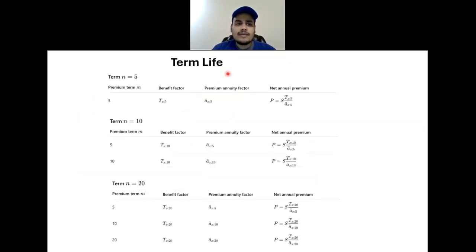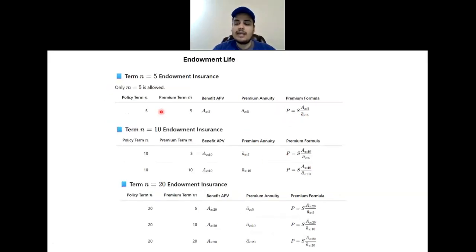Similarly, in case of the term life insurance, based on the different terms and premium payment term, we have dynamic formulas across, and these formulas have the same basic structure, but the only thing is the assurance value and the annuity value changes with the premium, with the policy term and the premium payment term dynamically. And for the endowment life, we have similar formulas, and only the assurance values and the annuity value across the different formulas change based on the policy term and the premium payment term.